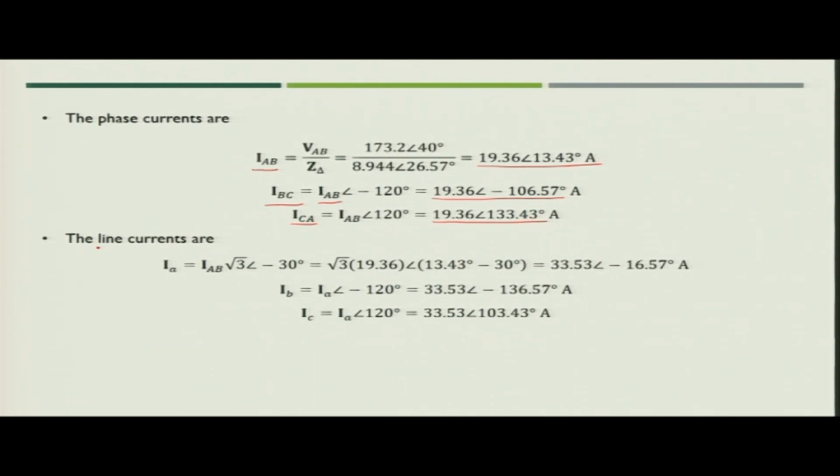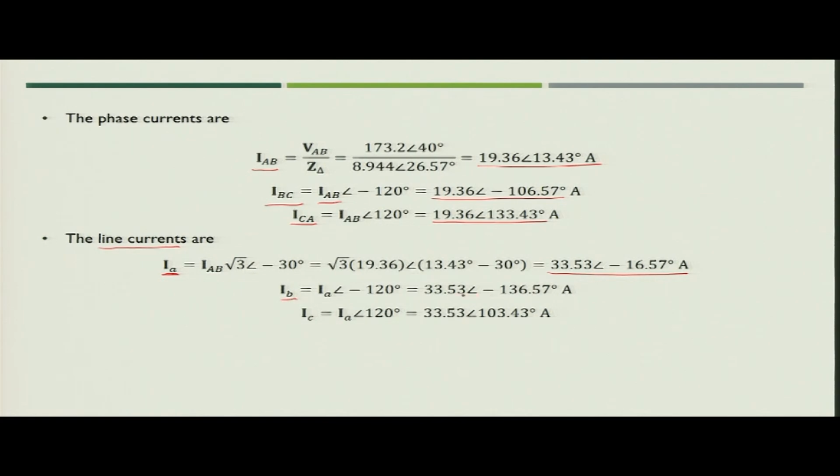Now, what will be the line currents in case of the delta connected load? Line current, that is IA, will be equal to IAB into root 3 angle minus 30 degree. So, IAB we have calculated. So, we will put the value of IAB, then multiply by root 3 and the angle will be subtracted by 30 degree, and when we simplify we get IA is nothing but 33.53 angle minus 16.57 degree ampere.